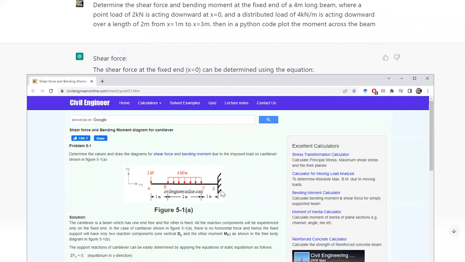So this is 4 meter, right? Where the point load is 2 kilonewton at this point. Now I said x0. And the distributed load here is 4 kilonewton per meter across this point, basically over this length from x1 to x3. You can see x1 to x3. And then I'm asking for a Python code. So let's have a look.